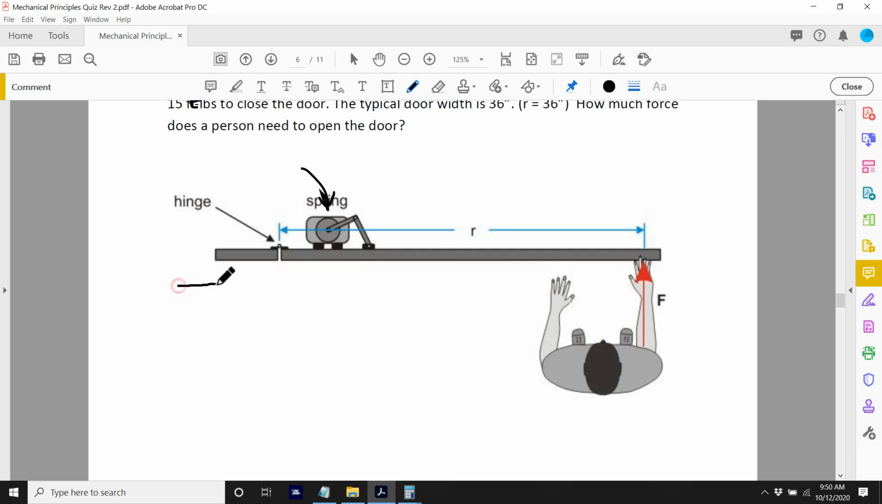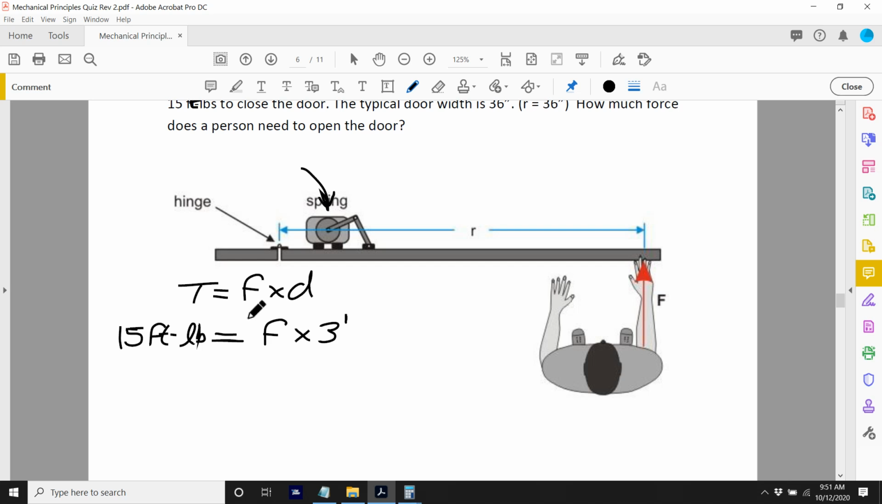So, let's have a look. Torque is equal to force times distance. The torque is 15 foot-pounds. The force we don't know. The distance is, we're not going to put down 36 inches because this is in feet. Let's put down 3 feet.